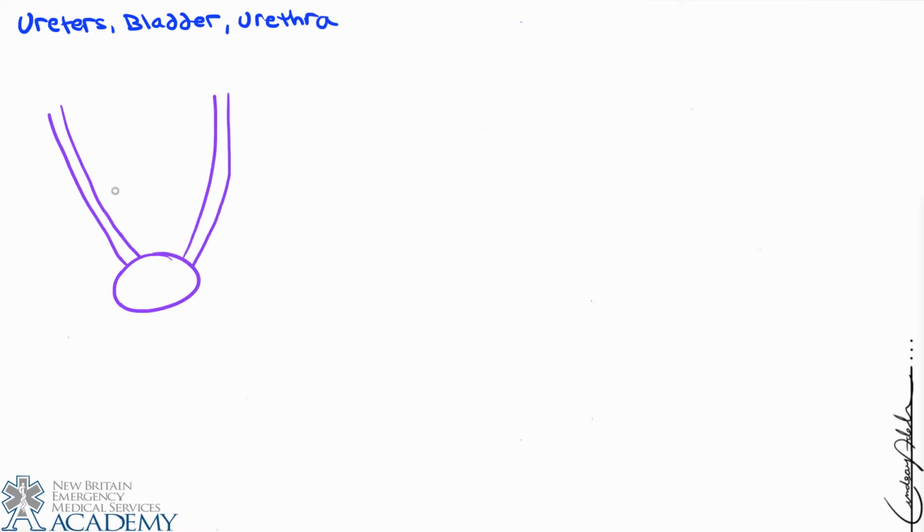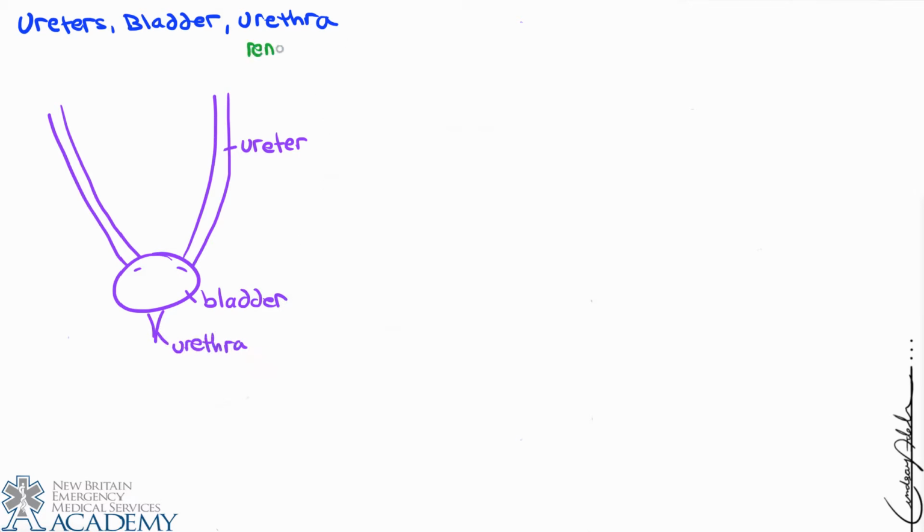Everyone, in this video, we'll wrap up our discussion of the renal system by describing the ureters, the urinary bladder, and the urethra. So we'll just draw a cartoon of them quickly, and we can see that there are two ureters that extend to the bladder, and then the urethra extends from the bladder to the outside of the body.